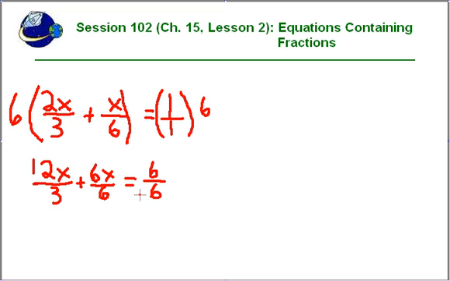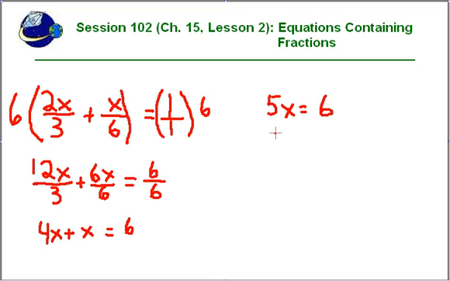At this point, we can now simplify. In our 12x over 3, there's a common factor of 3 in both. So 12x over 3 is the same thing as 4x. 6x over 6 is simply the same thing as x. And then over on the right, 6 over 6 is the same thing as 6. Now we can combine together. 4x plus 1x is 5x. And we have 5x equals, on the right-hand side, 6.